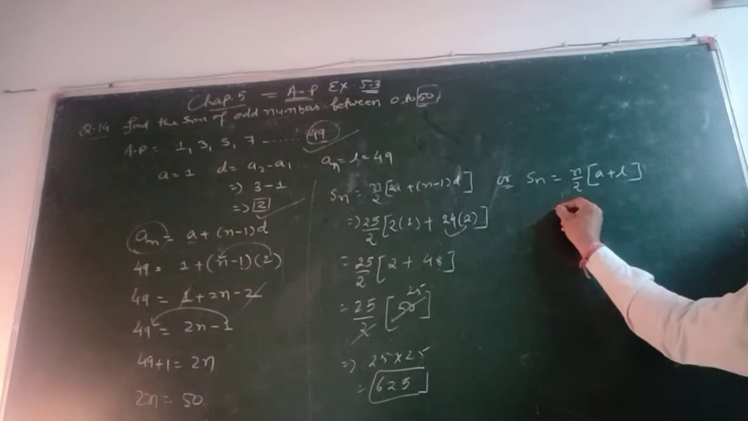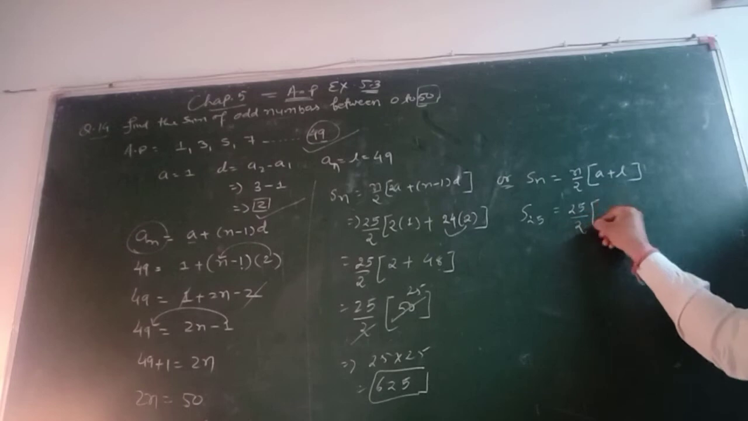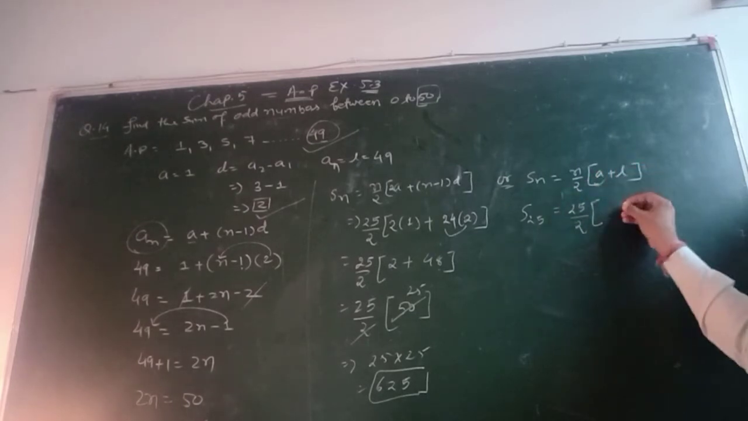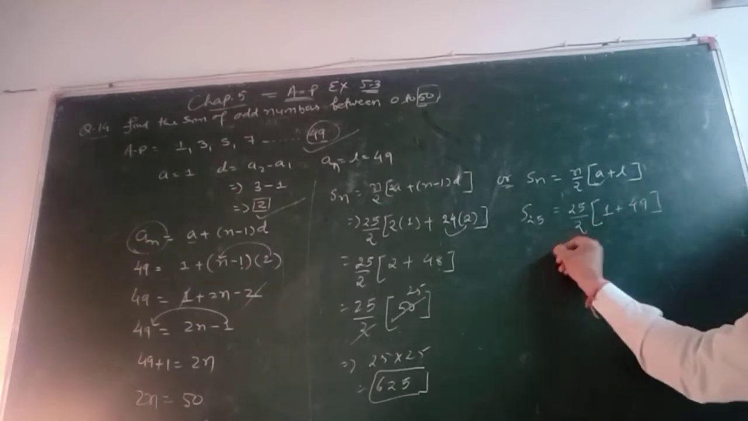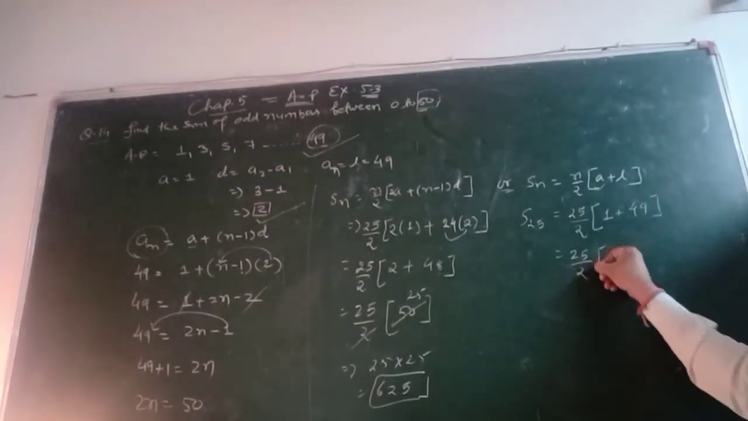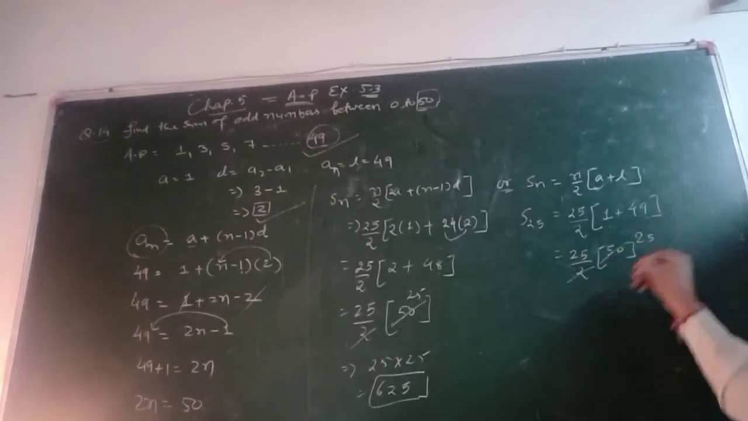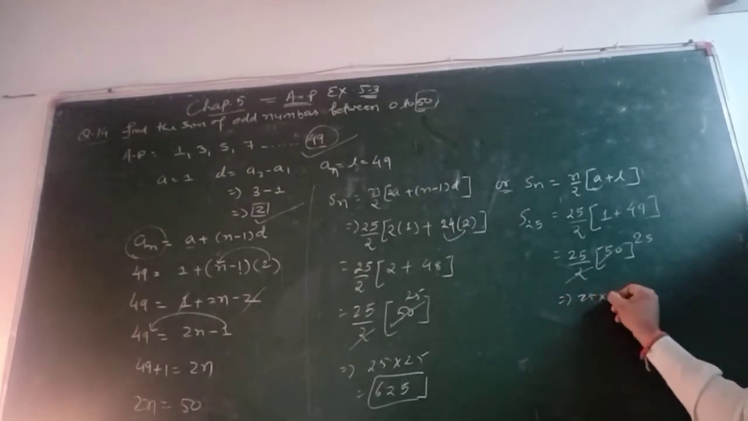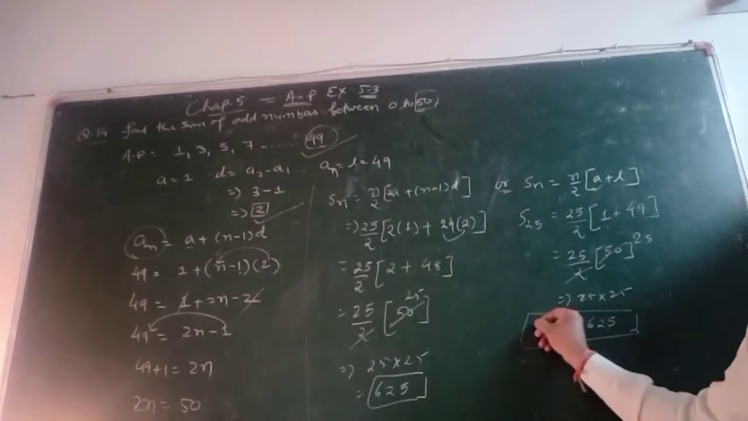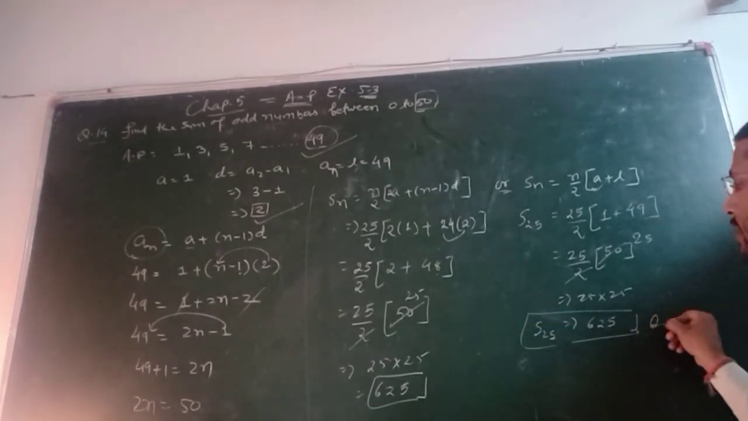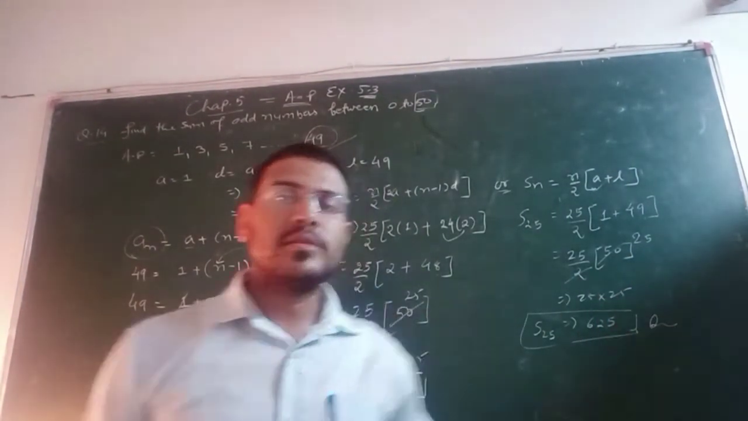So if we get 625 by this method, similarly we will get 625 by the other method. Let's try. S25 is to be calculated, 25 upon 2, where a is given to you, that is 1. l means last term, that is 49. So 25 upon 2 times (49 plus 1), it is 50. You can see it is the same thing, but quite easy to calculate. 25 times 25, the same result appears here, that is 625. So S25 will be 625. Either you can calculate by this method or that method, you will get the same answer.